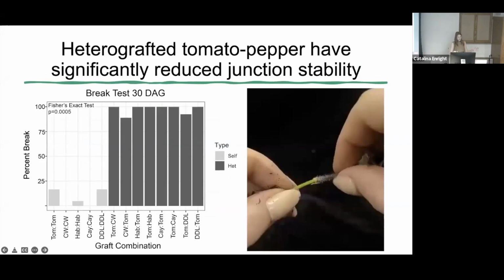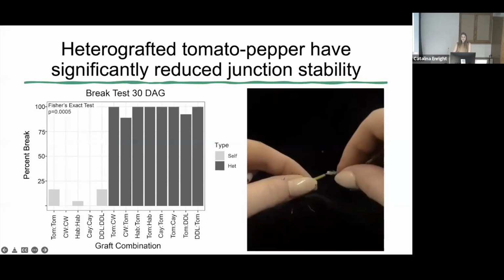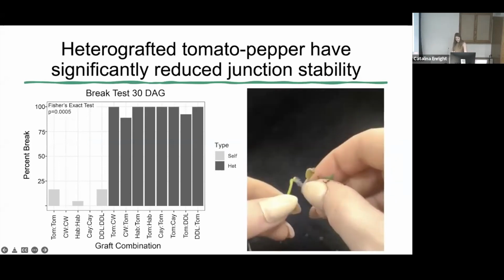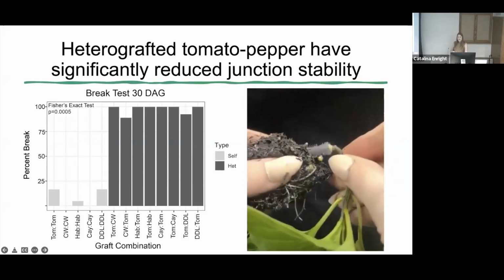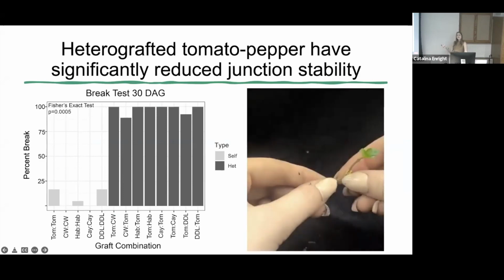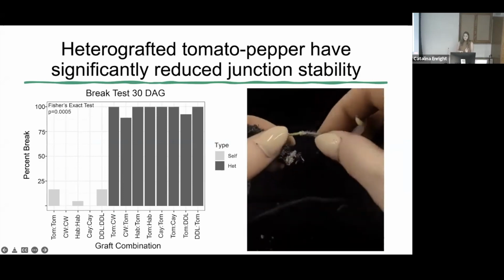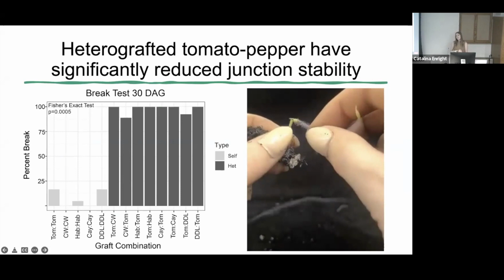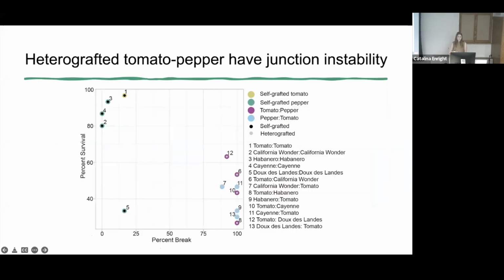And this is all of the other pepper graft combinations. I've generated this nice little montage to show you that I broke a lot of peppers for this graph. So I went through and despite very small stems or very fat stems, almost all of the heterografts were easily broken, whereas the self-grafts had a very stable graft junction.